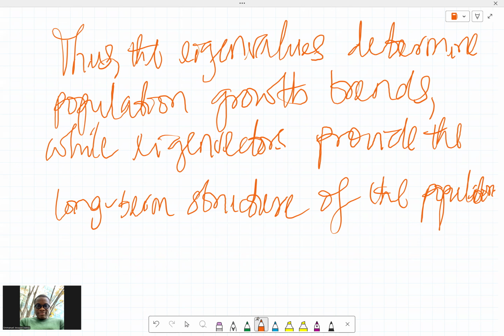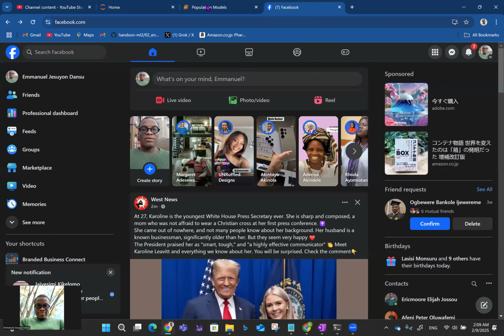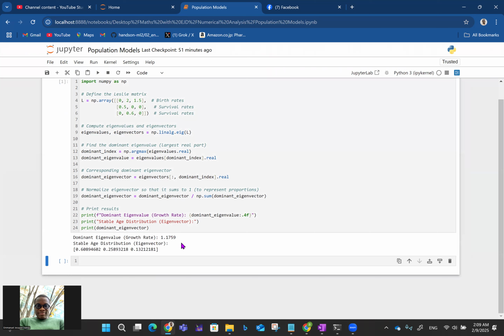Now, you may also want to look at the Python implementation of this. Basically you just have this. You declare the Leslie matrix, talking about the birth rate, the survival rate, and all of that. Then you compute eigenvalues and eigenvectors, just like you already know. We can do that with linear algebra from NumPy. You get the dominant index, dominant eigenvalue, and so on. You just run this and it gives you all those things I just showed you. So you see 1.1759, that's the dominant eigenvalue.